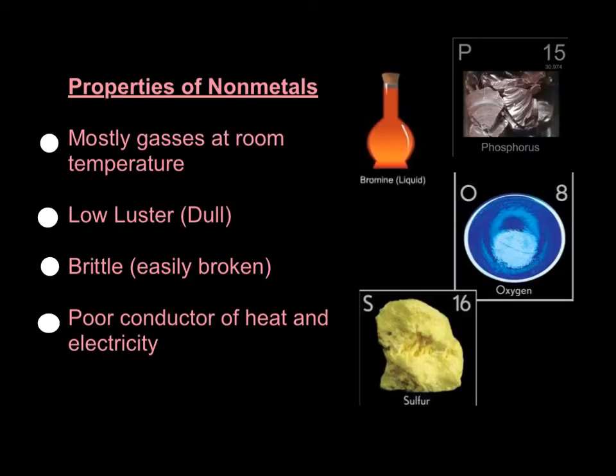Okay, let's talk about properties of nonmetals because they're the opposite. So there's a picture of bromine on the side. I was wondering if you've ever known what bromine looks like in liquid form. That's it. Oxygen, phosphorus, and sulfur. So let's talk about the properties.